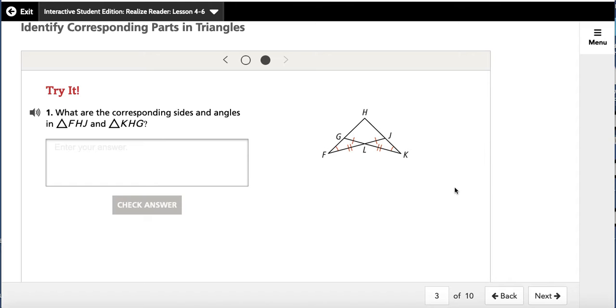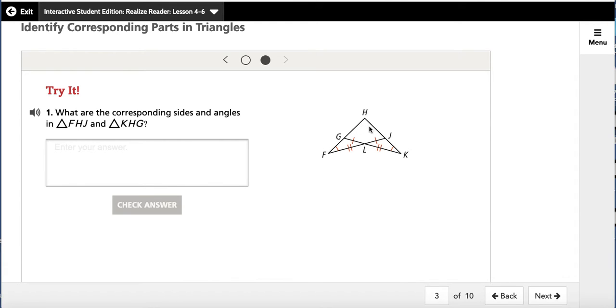So here's an overlapping triangle. You may want to sketch the two triangles to help you differentiate between the two, but click pause and try to list all the corresponding sides and angles to this one, and then come on back. FHJ and KHG. Okay, this is an example that has a common angle.